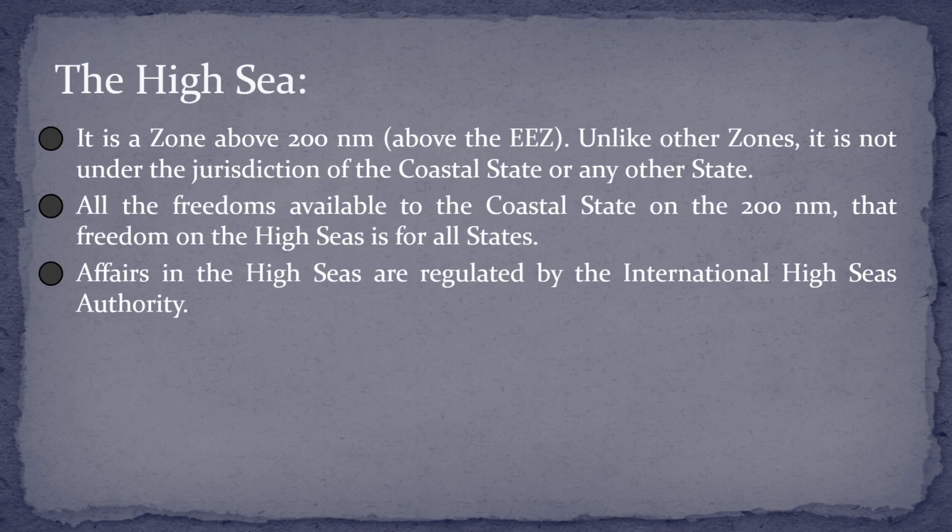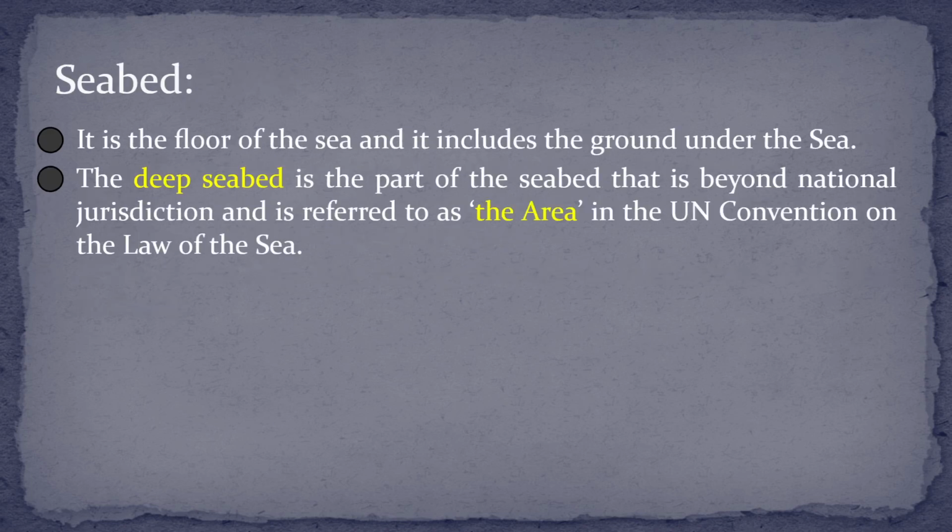The high sea. The high sea is the zone beyond the 200 nautical mile EEZ. Unlike other zones, it is not under the jurisdiction of the coastal state or any other state. All of the freedoms available to the coastal state within the 200 nautical miles, those freedoms on the high seas are for all states. Affairs in the high seas are regulated by the International High Seas Authority. Seabed. It is the floor of the sea and it includes the ground under the sea. The deep seabed is a part of the seabed that is beyond national jurisdiction and is referred to as the Area in the UN Convention on the Law of the Sea.